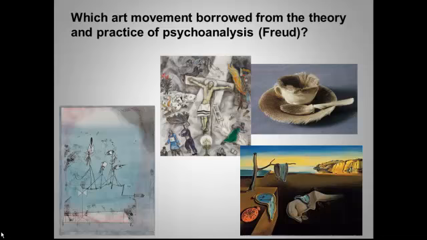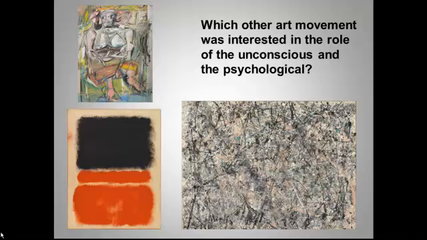This is a period that the College Board enjoys asking about. And I was talking about this. Which other art movement was interested in the role of the unconscious and the psychological? You see paintings by each of the big three. And again, remember particularly the theories of Jung and how we all have collective memory, a collective unconscious that we can tap into. And that's what Pollock in particular was trying to do with his paintings.